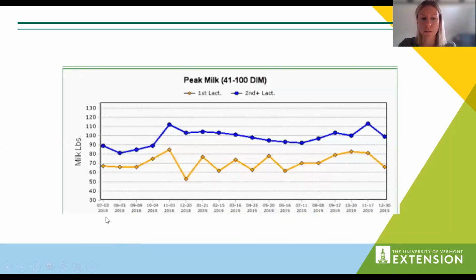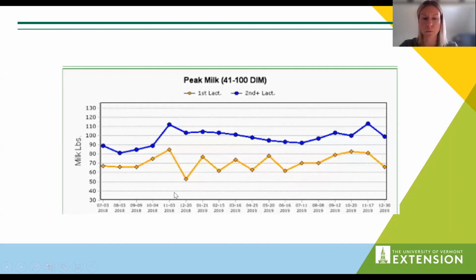This is another similar graph. This one is just looking at peak milk. So this breaks it out into mature cows, second plus, and first lactation. Generally, you'd like to see your first lactation animals at about 75 to 85% of mature cow peak. So this is a graph showing how closely they compare to their mature herd mates.